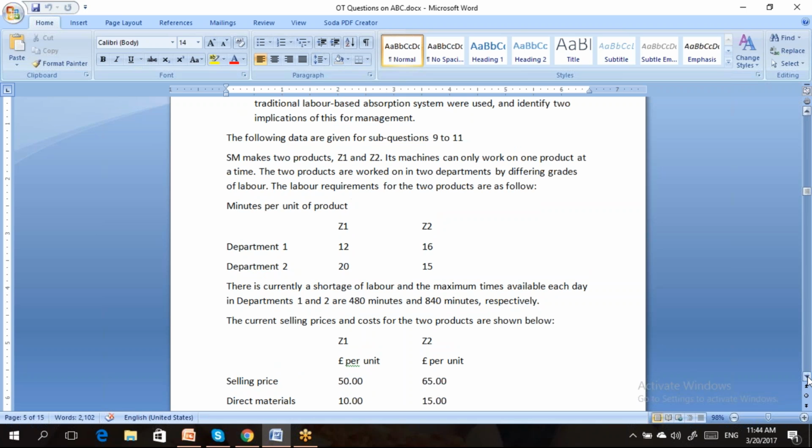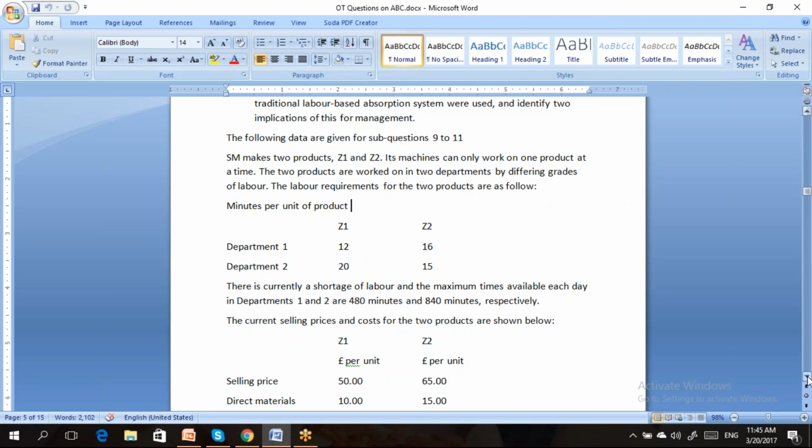SM makes two products, Z1 and Z2. Now here, some of these questions you have to be careful with these minutes and hours also. That's another unwanted complication the examiner sometimes brings. They give it in hours, they give it in units, and they give it in minutes. Machines can only work on one product at a time. The two products are worked in two departments, by differing grades of labor. The labor requirements for the two products are as follows, in minutes per unit of product. Department 1: 12 minutes, 16 minutes. Department 2: 20 minutes, 15 minutes.